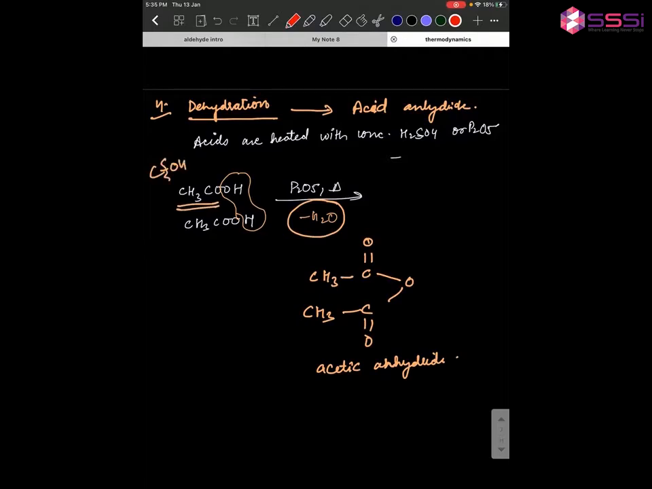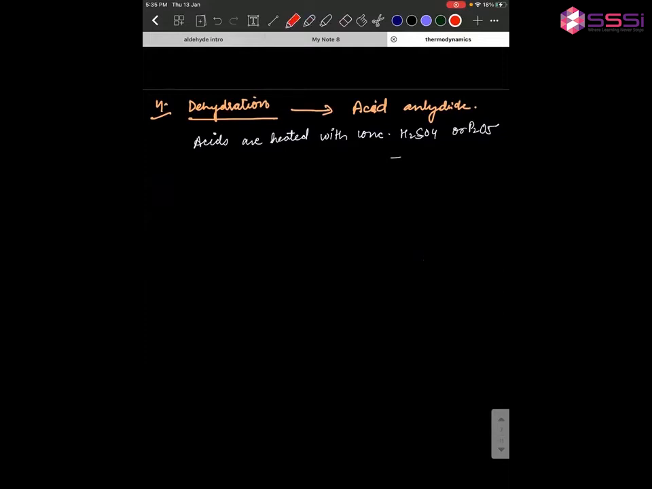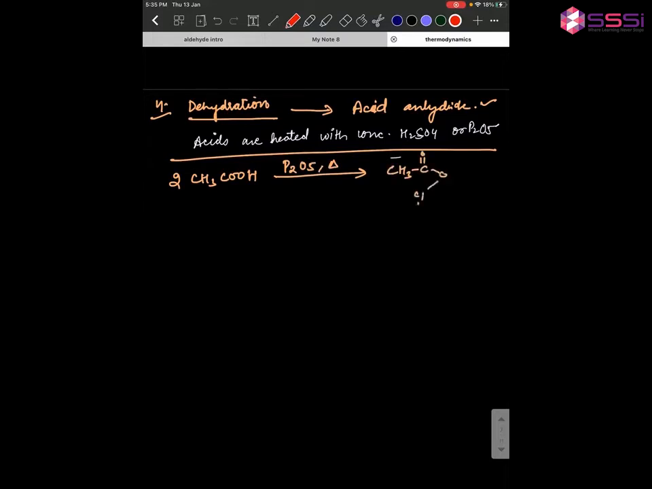Ma'am, once more, can you say? Okay. I was saying that for an acid to undergo dehydration to form an acetic anhydride, we have to use some dehydrating agents. The dehydrating agents used here are concentrated H2SO4 or P2O5. For example, I'm taking two molecules of acetic acid. These react with P2O5 in presence of heat, and we get an acetic anhydride molecule along with a water molecule.